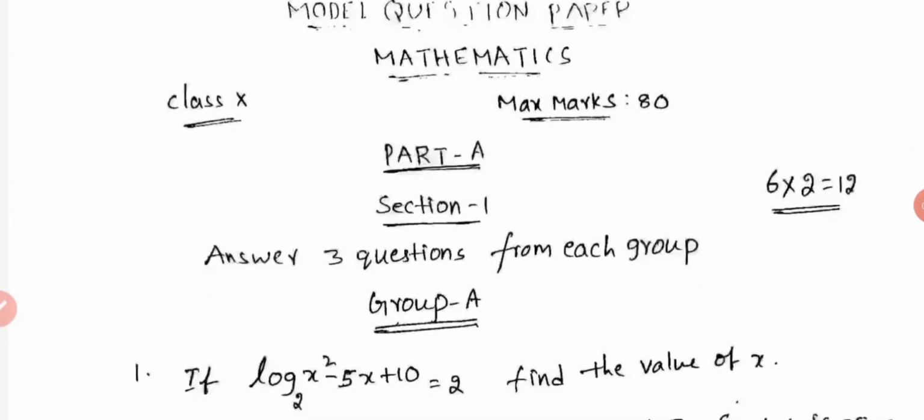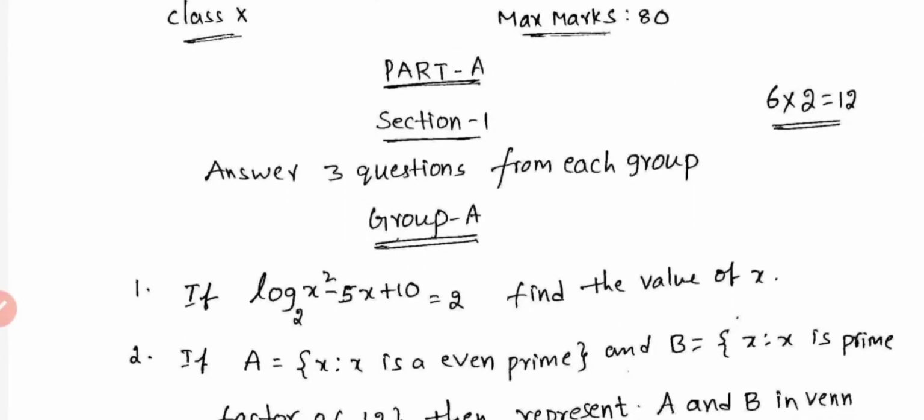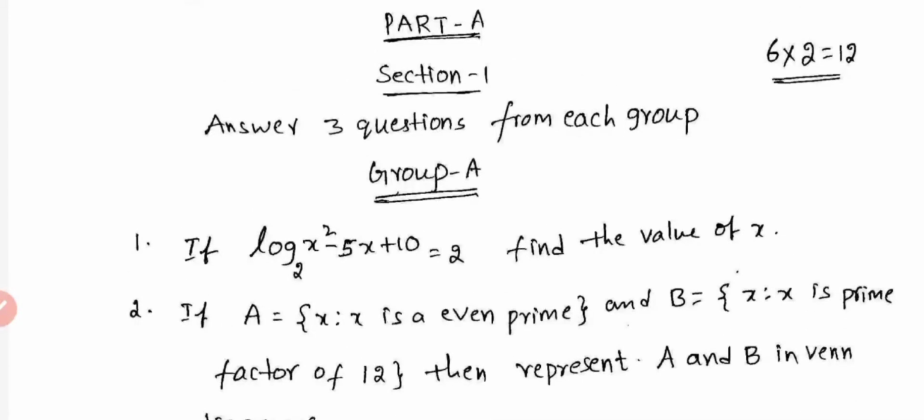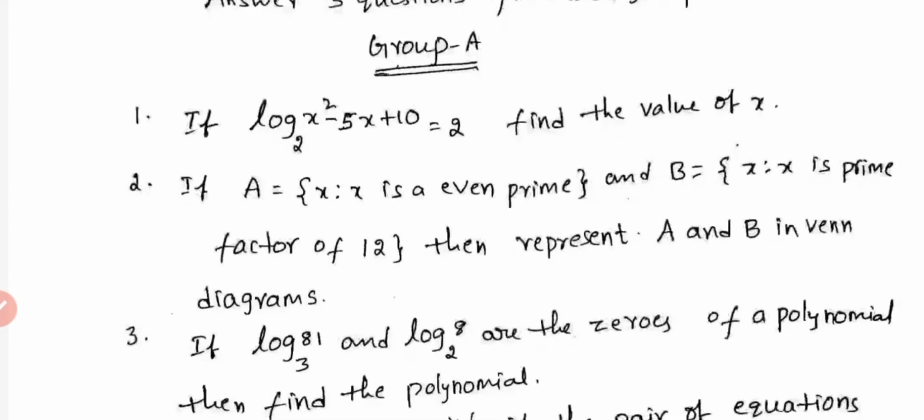Max Model Question Paper, 10th class, Part A. Section 1, you have Group A and Group B. In Group A, you have 6 questions. In Group B, also you have 6 questions. In Group A, 6 questions, any 3 you attempt.